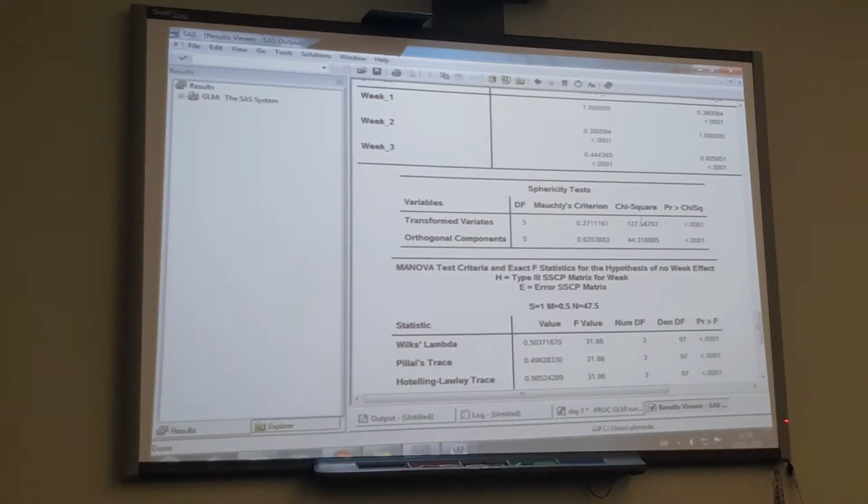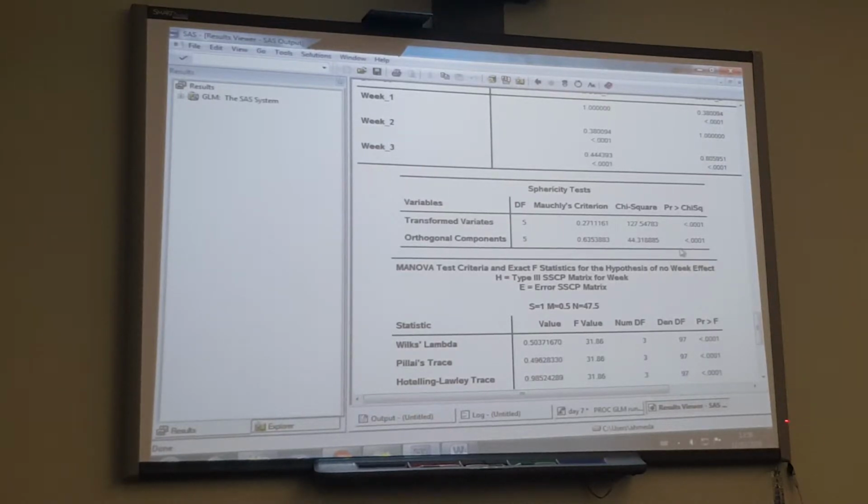Interpretation of what? Of sphericity. Now we checked the sphericity. We found that it's not assumed. Correct. What does that mean? It means the variance-covariance are not equal over time. Clear? So what's next?